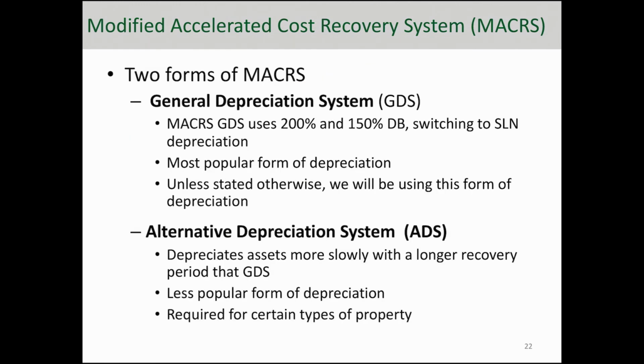So there are 2 forms of MACRS. The first one is GDS, or General Depreciation System. That's what we're going to focus on. It's more popular and it accelerates the depreciation compared to the alternative depreciation system, which is slower in depreciation. It's less popular and required for certain types of property. So for the purpose of this course, we're going to focus on GDS, or General Depreciation System. And in the next video, we're going to get into details of this method. How can we calculate that and how it works?